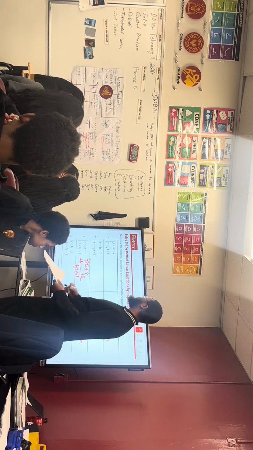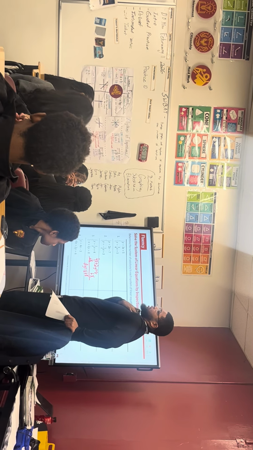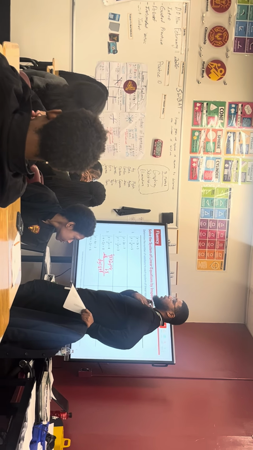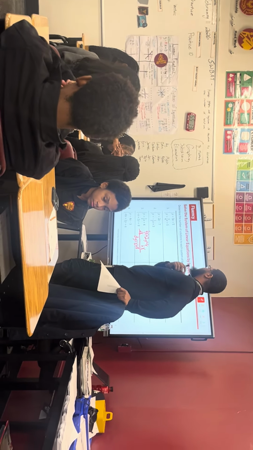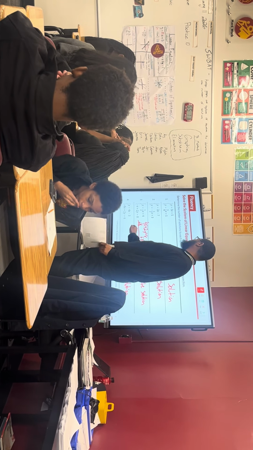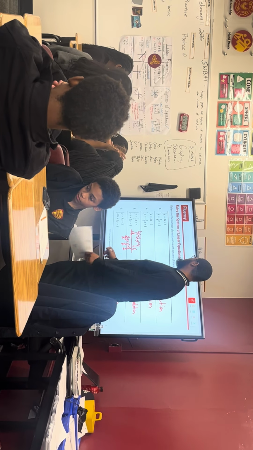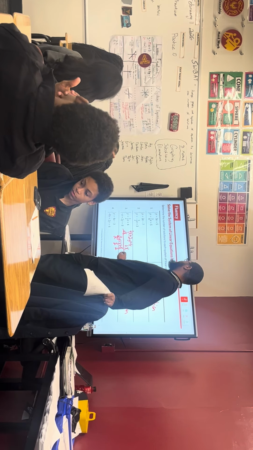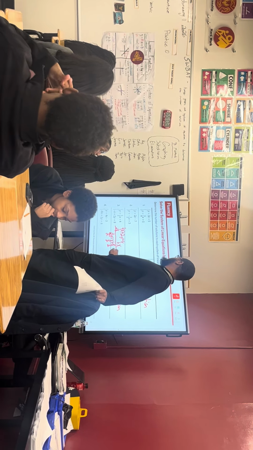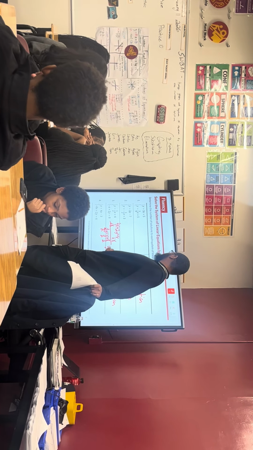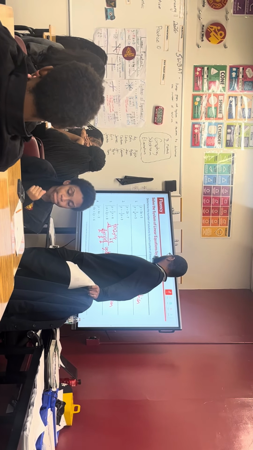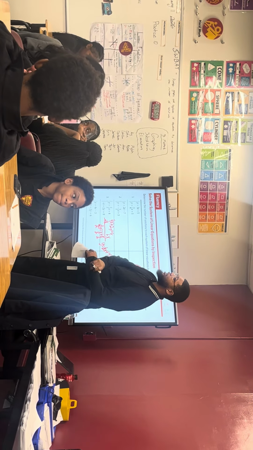Right. So from this step, am I finished? No. What do I have to do in order to get y by itself? Divide everything by 2. So my new equation should be what? Help me out. Y equals 1/2 x plus 4. Y equals 1/2 x plus 4, okay?